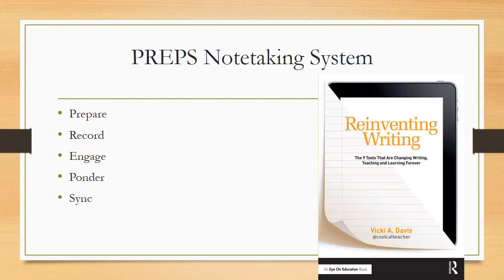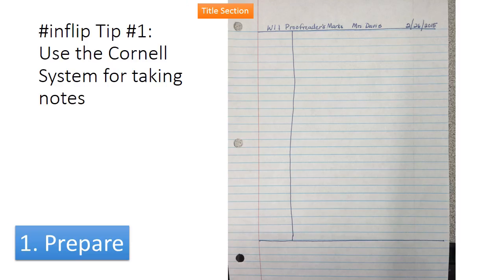So in this, you'll see me briefly mention the PREPS note-taking system. This is something I wrote about in my book, Reinventing Writing. Prepare, record, engage, ponder, and sync. And you'll just see that mentioned a little bit. So our tip number one is to use the Cornell system for taking notes.